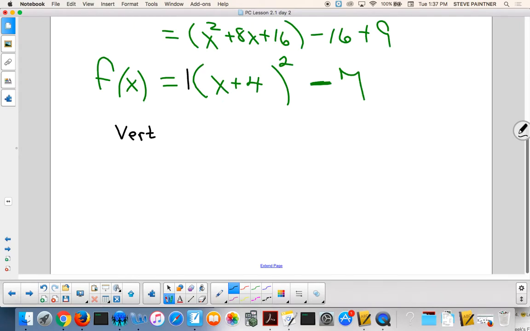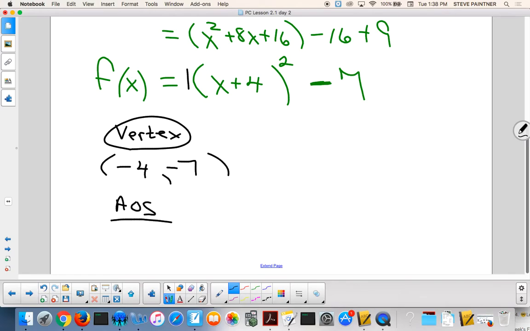Vertex. Eddie, what's the vertex here? Negative 4, negative 7, he says. Good. AOS. Jeff, what's the AOS? Axis of symmetry. The vertical line that cuts it in half. I know you were gone yesterday, Jeff. Elizabeth, do you know? Negative 4. Can't you say negative 4? It's a vertical line. X equals negative 4. It's always going to be what? The x value on your vertex.